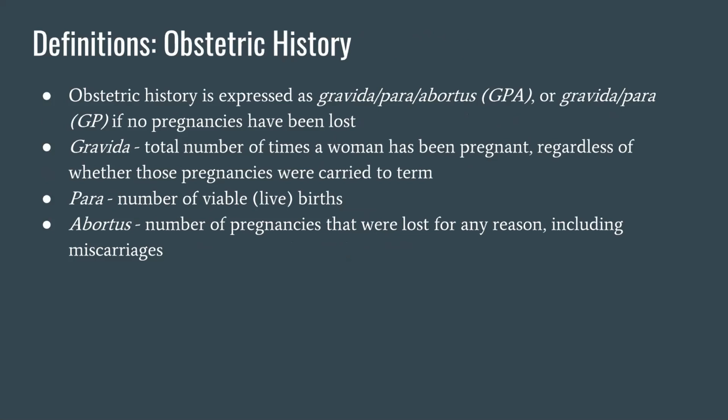They're also going to take the mother's obstetric history, and this will be expressed in GPA, or gravida para abortus. If they have had no lost pregnancies, it may be expressed simply as GP. Gravida is the total number of times a woman has been pregnant, regardless of whether they've been carried to term or not. Para is the number of live births she has had, and abortus is the number of pregnancies that have been lost for any reason, whether that's abortion, miscarriage, or any other reason.